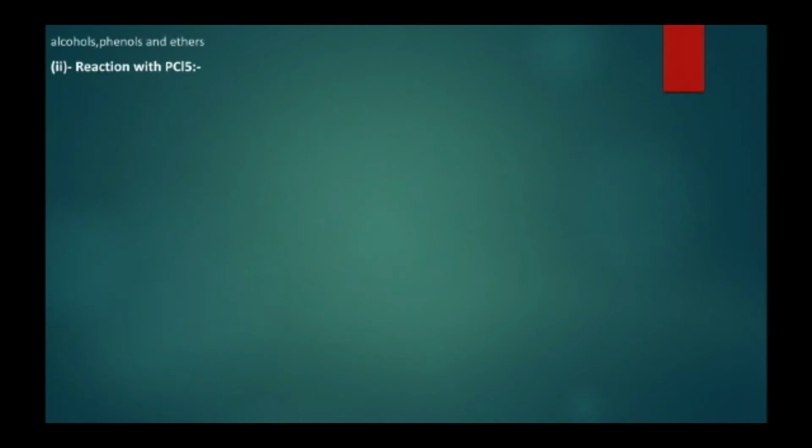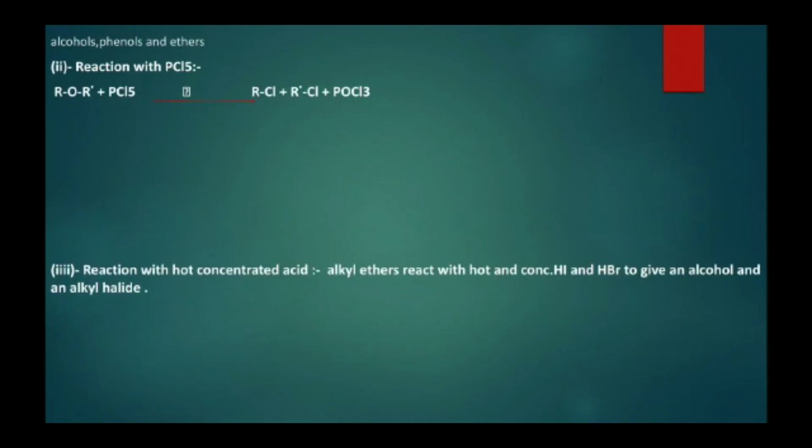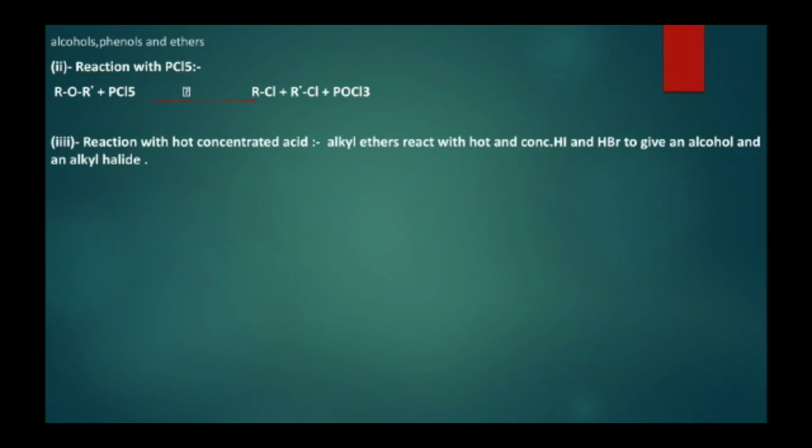Now reaction with PCl5, phosphorus pentachloride. Mixed ether when reacting with phosphorus pentachloride forms RCl, R'Cl and POCl3, phosphoryl chloride. Third, reaction with hot concentrated acid.